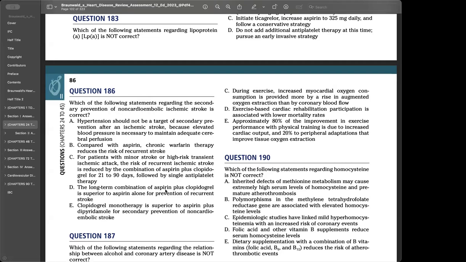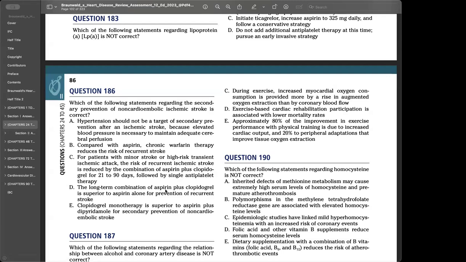Question 186. Which of the following statements regarding secondary prevention of non-cardioembolic ischemic stroke is correct? Hypertension should not be a target of secondary prevention after an ischemic stroke because elevated blood pressure is necessary to maintain adequate cerebral perfusion. This is false. It said that for secondary prevention, we should target a BP of less than 130 over 80 millimeters of mercury.